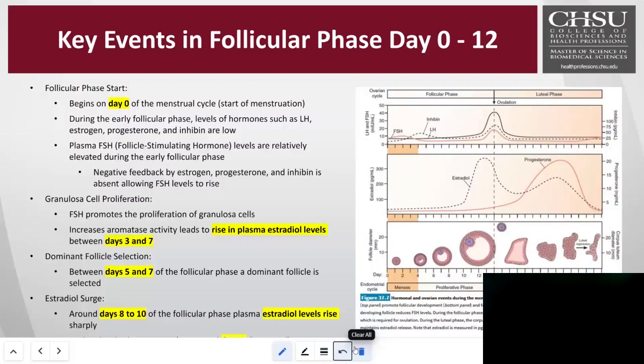For the female cycle, I want you to take a look at the picture on the right. There's two graphs. The first graph is FSH-LH.